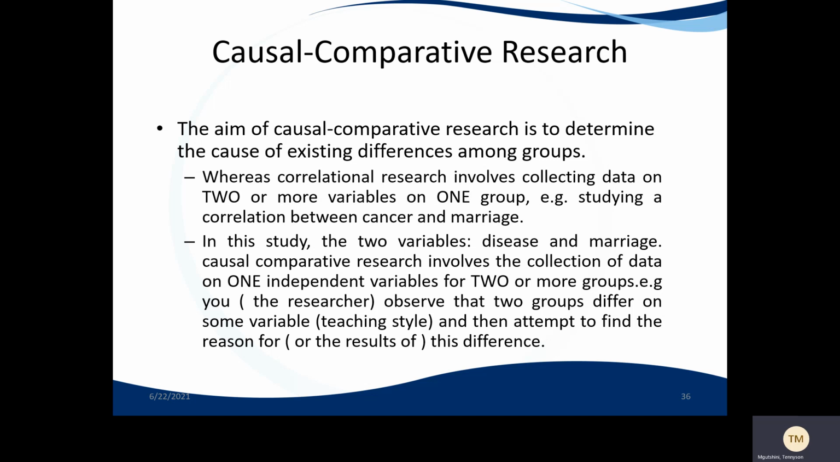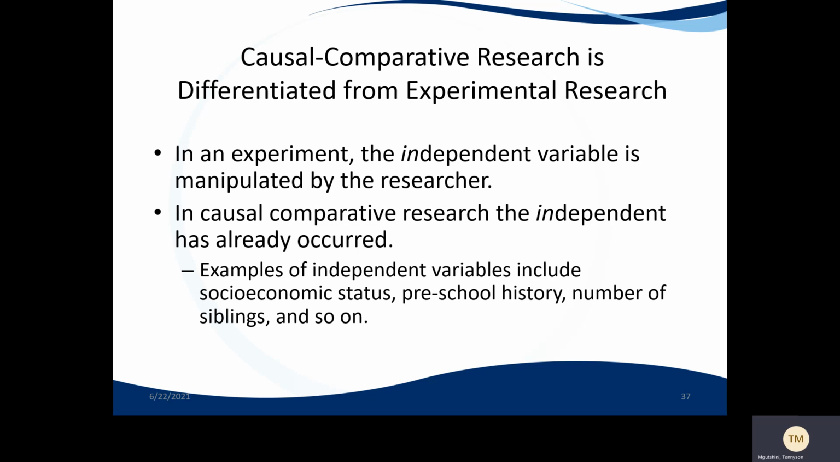You may want to slow that down or take the slide and slow it down a little bit, because those are the distinct differences. But they are essentially similar activities. In correlational research, the activity is related to one group, and in causal comparative research, the interest is related to two or more groups.